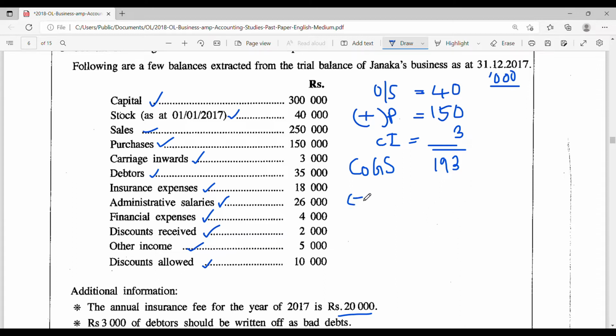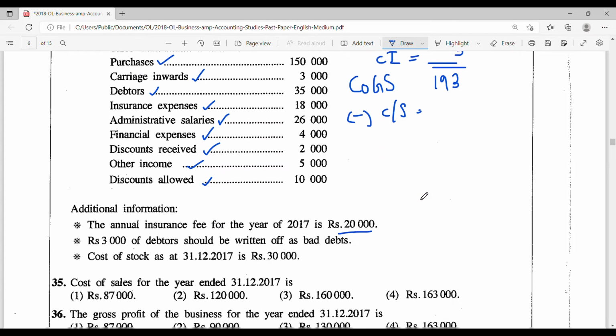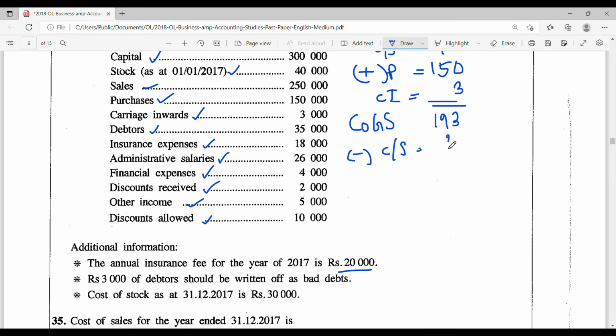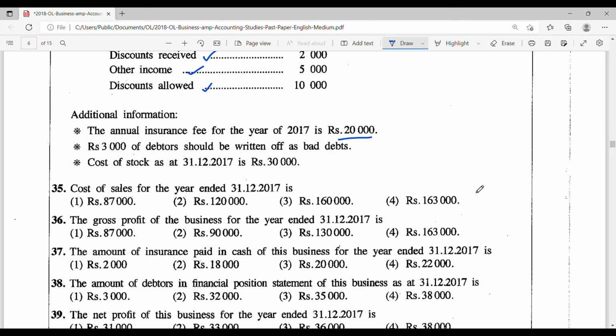From this cost of goods to be sold, you need to find the cost of sales. So you would deduct the closing stock. They have given the closing stock as 30,000. So from 193,000, you would minus 30,000. You will have cost of sales of 163,000. So the answer is answer 4.